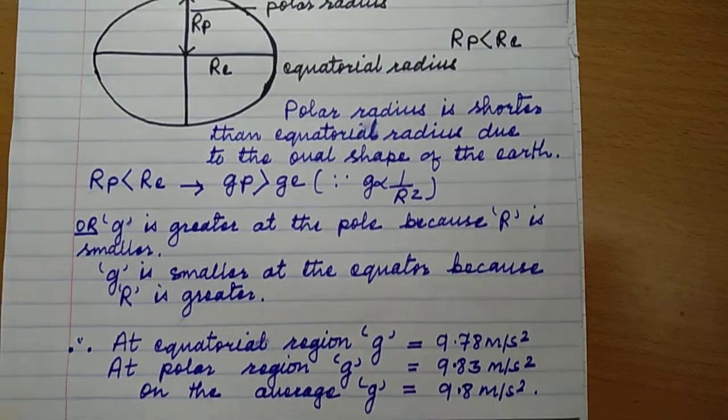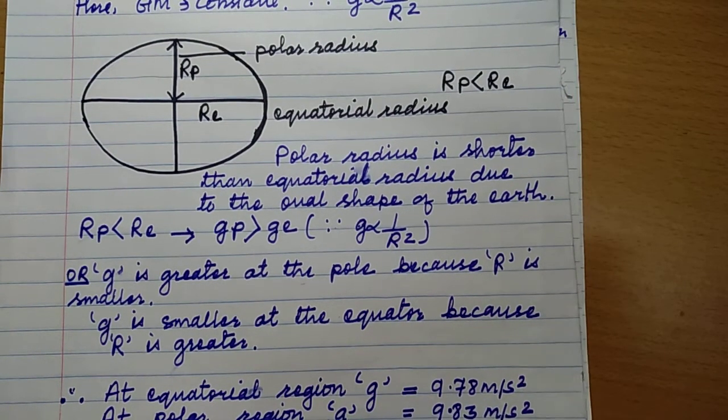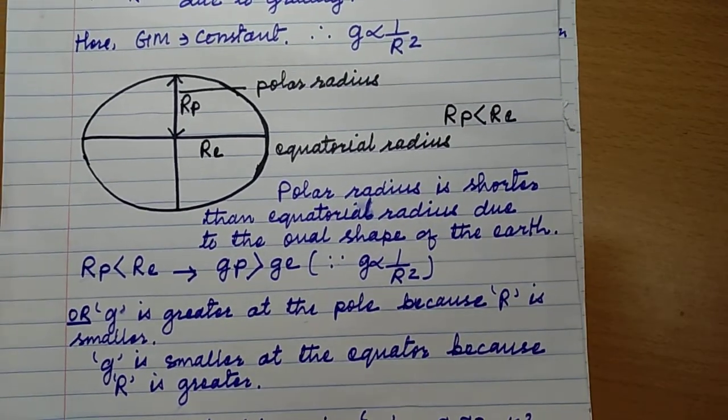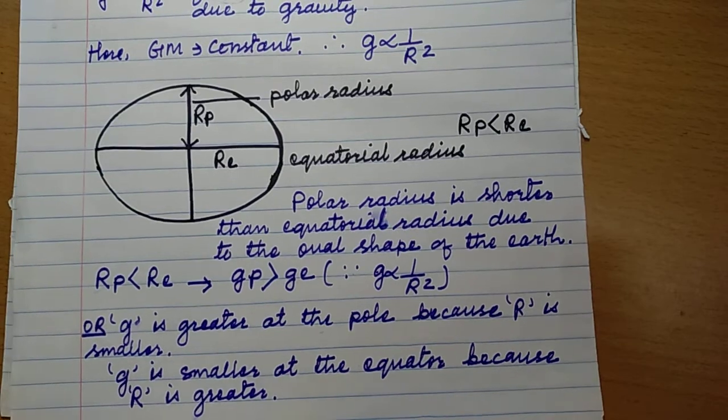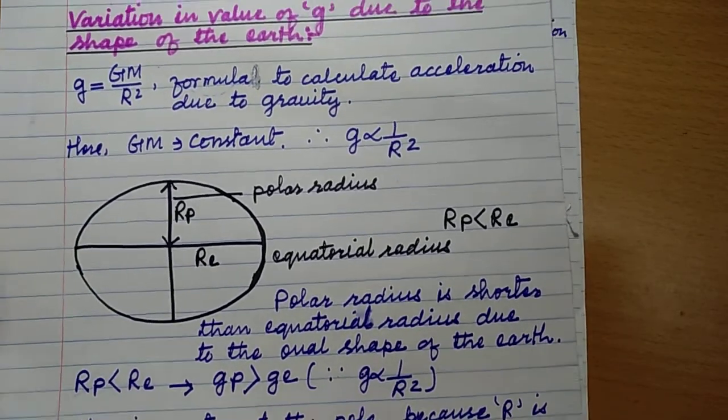So how does the value of acceleration due to gravity change with the shape of the earth or the length of the radius at different places of the earth? So this is the topic and we understood it.